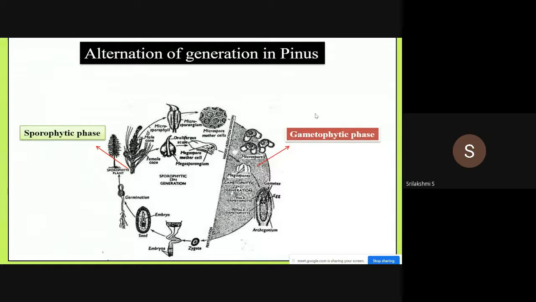Of course, as usual, you can see a definite alternation of generation in Pinus also between the sporophytic phase and the gametophytic phase. The sporophytic phase is large and dominant, whereas the gametophytic phase is not a separate phase that can be seen as an individual plant. Here it will be just your pollen grains and the embryo sac. Those are generally referred to as the gametophytic generation or gametophytic phase. That I think you know by now, no? Because cycles also we have studied, and even in Pinus, it is the same thing.